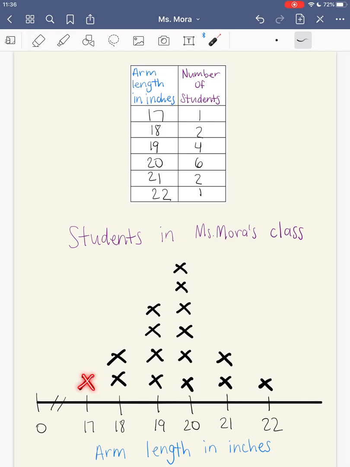And then this one here is for 17, okay? 18, we have 2 students, and that's here, okay? And then we have 4 students who measure 19 inches, 6 students whose arms measure 20 inches, 2 students whose arms measure 21 inches, and 1 student whose arms measure 22 inches. Okay, and that's the same information that we found in our data table. Alrighty? So, we're going to practice drawing some today.